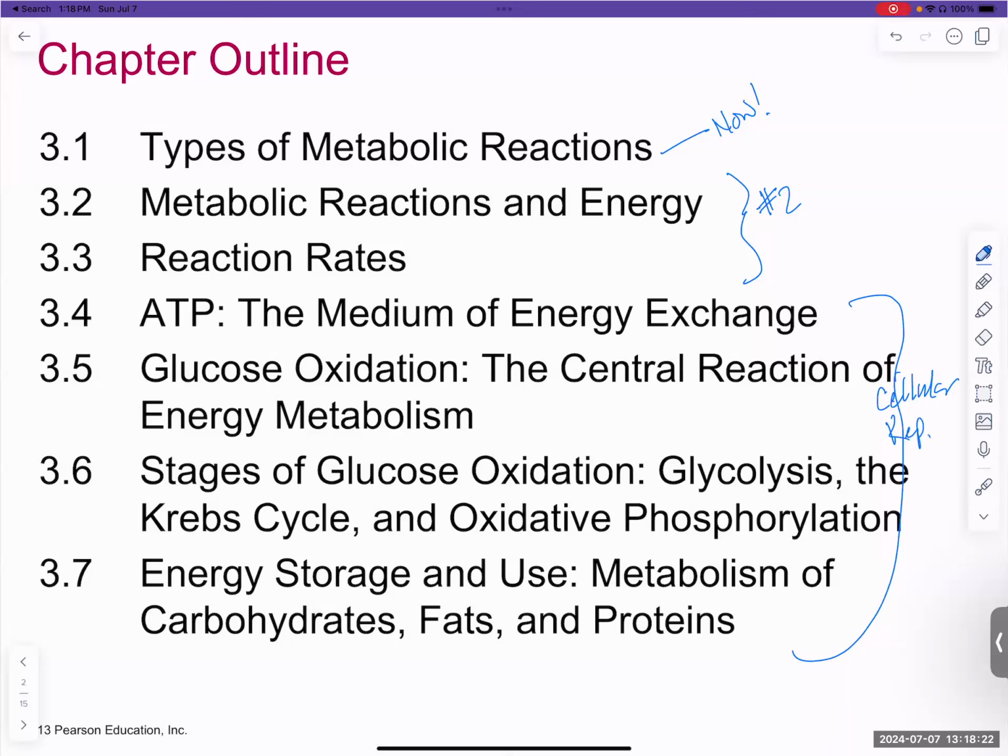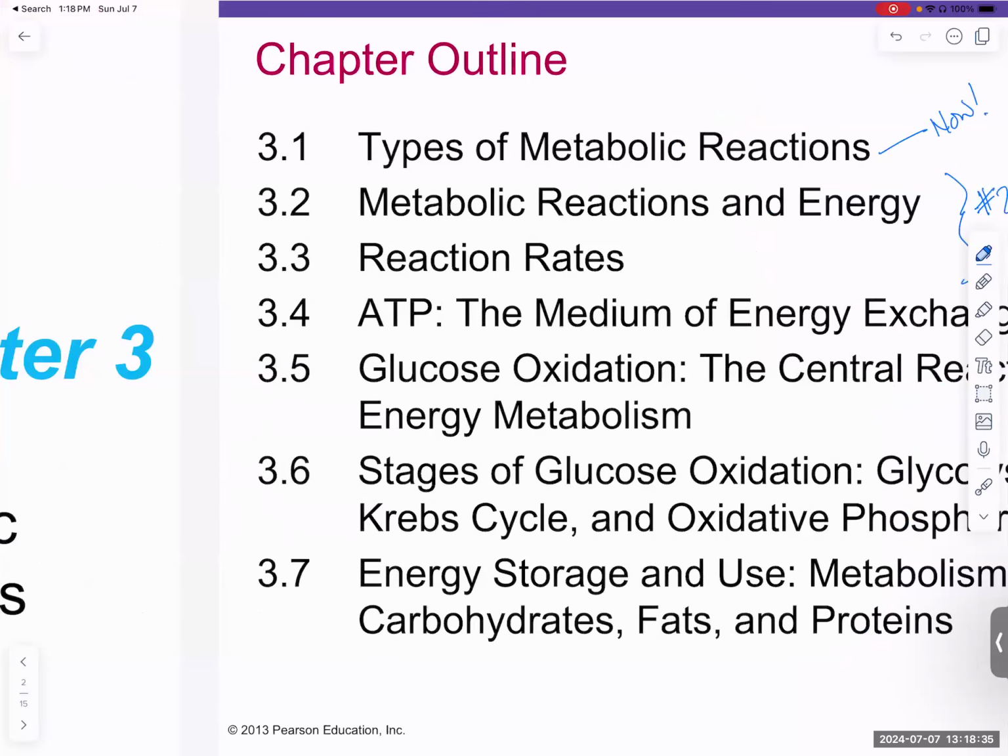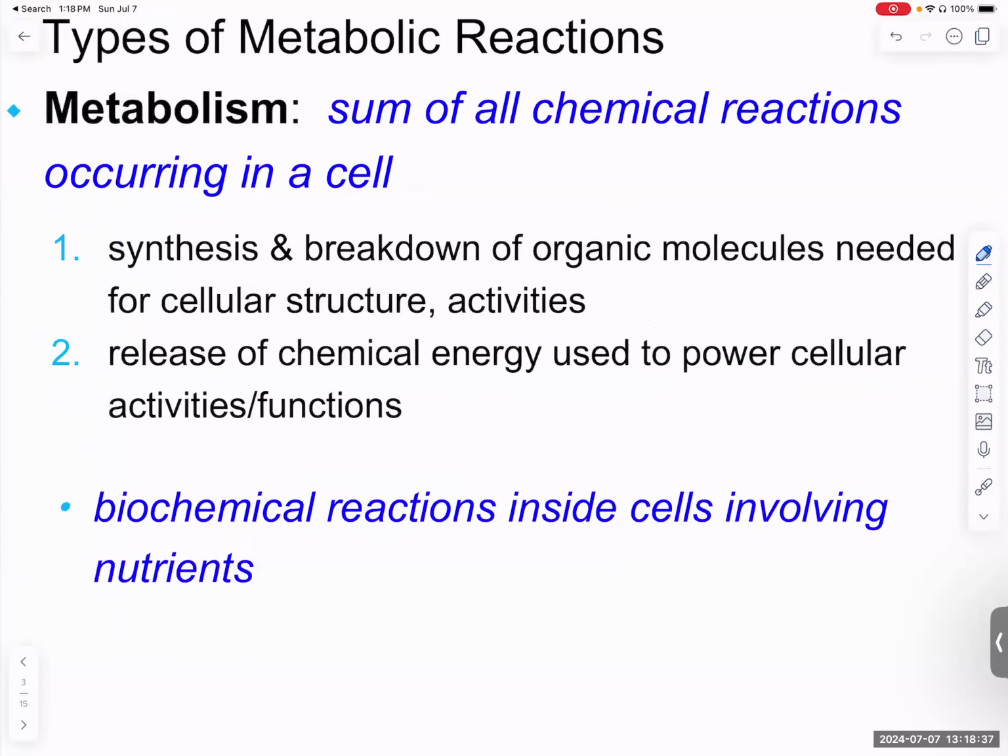And that is talking about ATP and how energy is transferred from the food we eat, like glucose and triglycerides or fats, to ATP molecules. So our cells have an energy source. But first, let's talk about types of metabolic reactions.